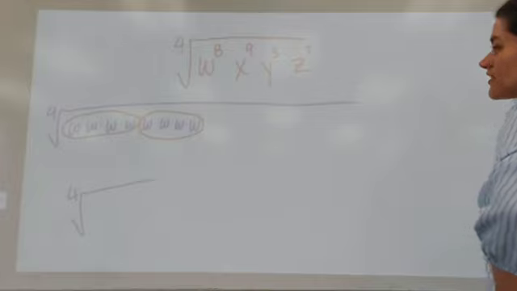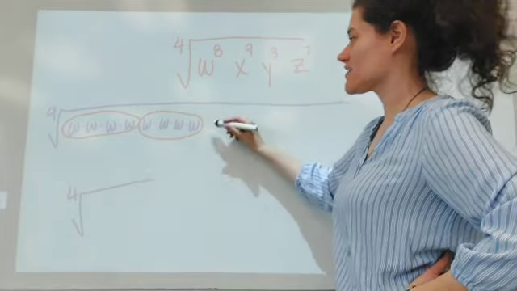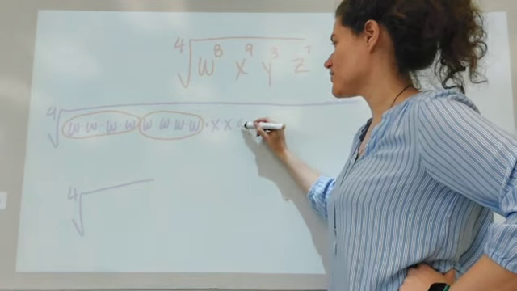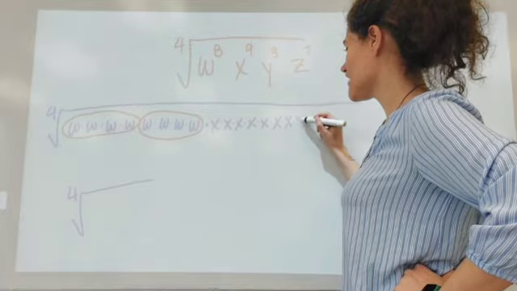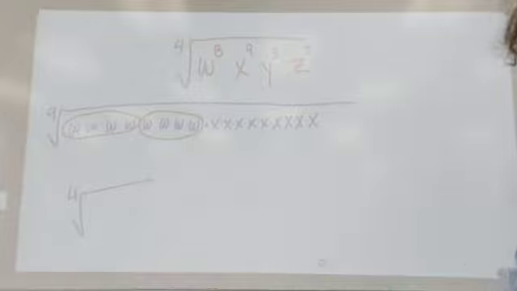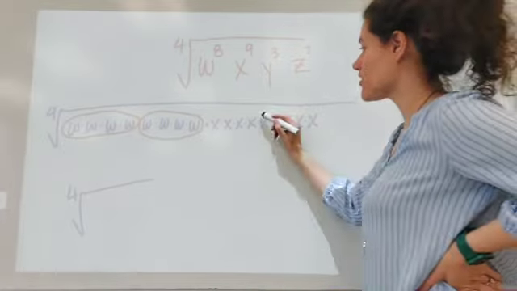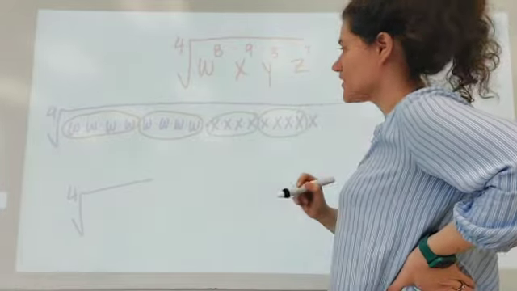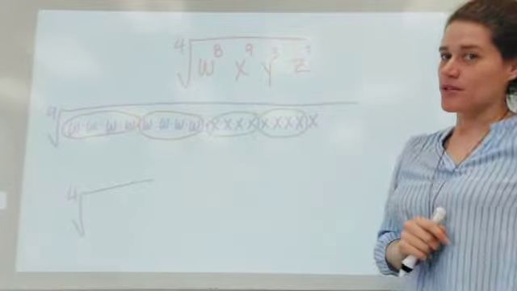Let's look at now the x's. So now I've got 9 x's. So this is times x, 1, 2, 3, 4, 5, 6, 7, 8, 9. So I've got 9 x's. And I'm still looking for groups of 4. So I've got a group of 4 here and a group of 4 here. So on this one, I've got 2 groups of 4 with 1 left over.